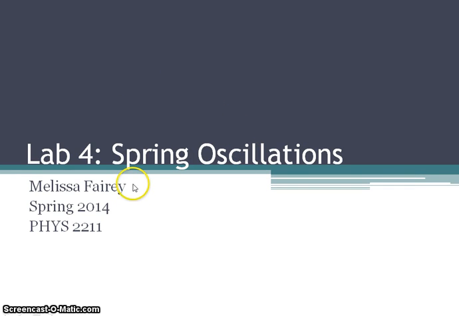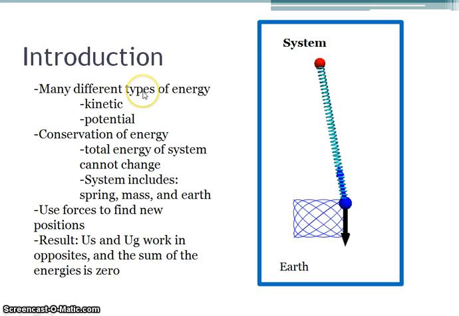For this video for Lab 4, I will talk about oscillations involving a spring and all the forces and energies involved in this movement. So in this video, the main concept we'll talk about is energy. As you know, there are many different types of energy, including kinetic energy, potential energy, thermal, chemical, and electrical. However, today, we'll only focus on potential and kinetic.